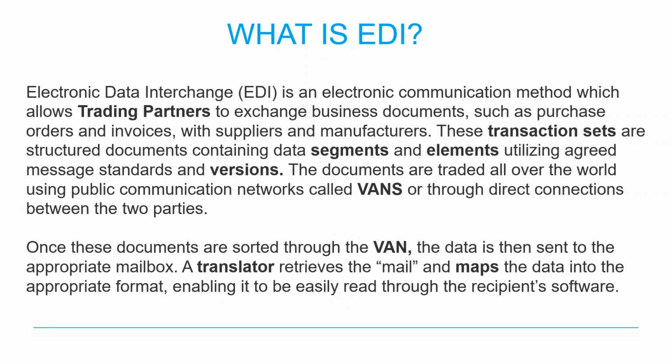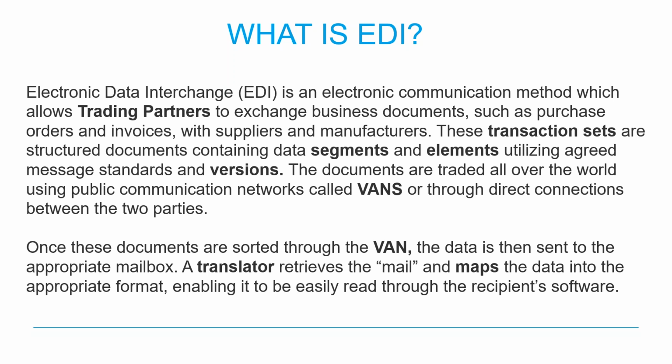So we're going to start off with what is EDI to make sure that you all understand exactly what EDI is. EDI is electronic data interchange. It's an electronic communication method which allows trading partners to exchange business documents, such as purchase orders and invoices, with suppliers and manufacturers. These transaction sets are structured documents containing data segments and elements utilizing agreed message standard and versions.